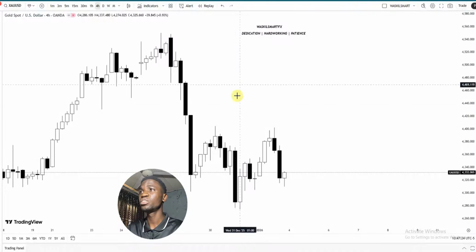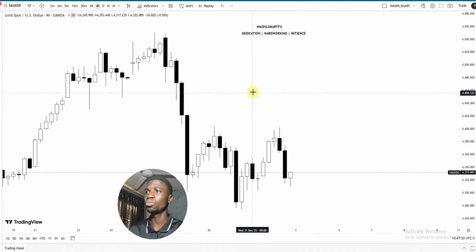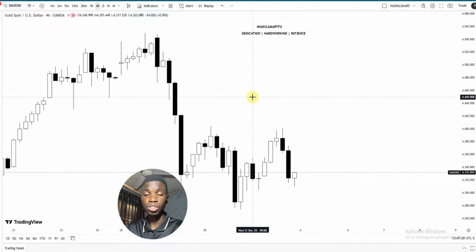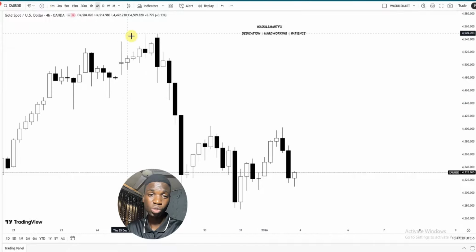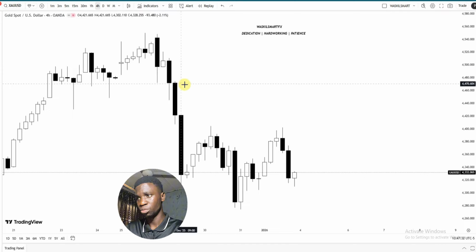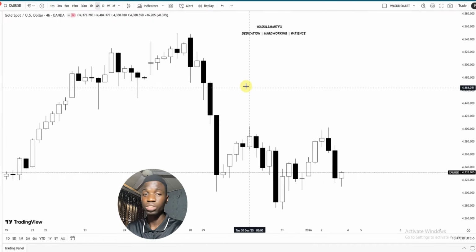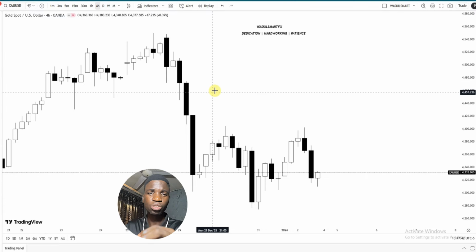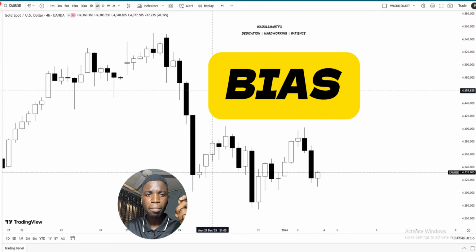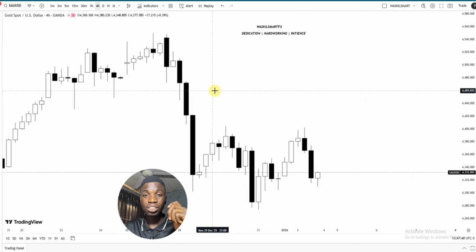Okay, this is the gold chart here. I just want to show you the last entry pattern I saw on gold, last week, on the 30th of December 2025. The first thing when it comes to trading gold is you need to understand something called the bias. The formula for the bias is draw on liquidity plus direction.